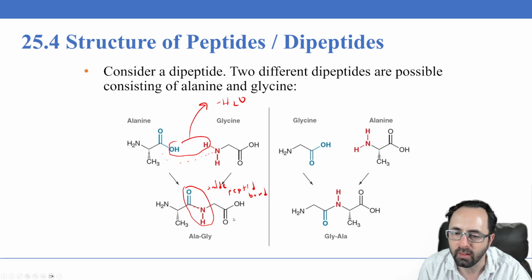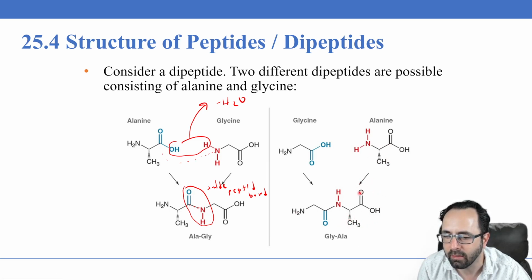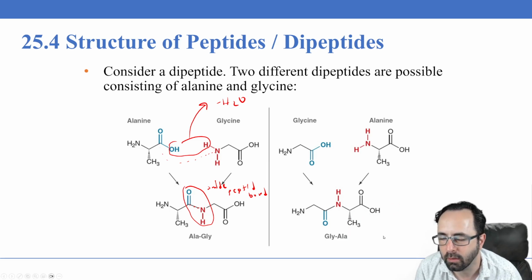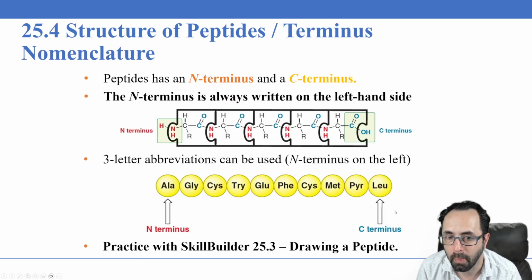And so if the sequence is different, if we have glycine on the left and alanine on the right, we still get an amide bond, but here it's the glycine that has the amine group exposed, and the alanine, which you can tell by the methyl side chain, has the carboxylic acid group exposed. See the difference? In the first case alanine has the amino group exposed, but in this case alanine has the carboxylic acid group exposed. So you get two different peptides depending on the order you put these two amino acids in.